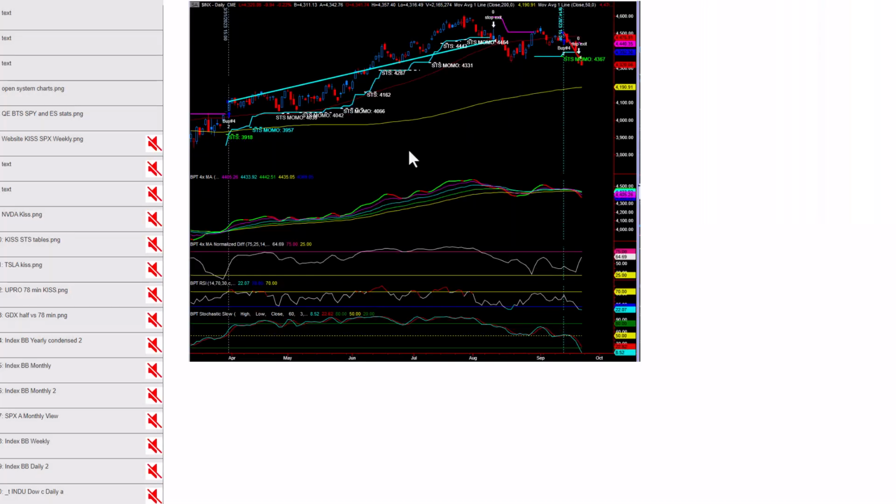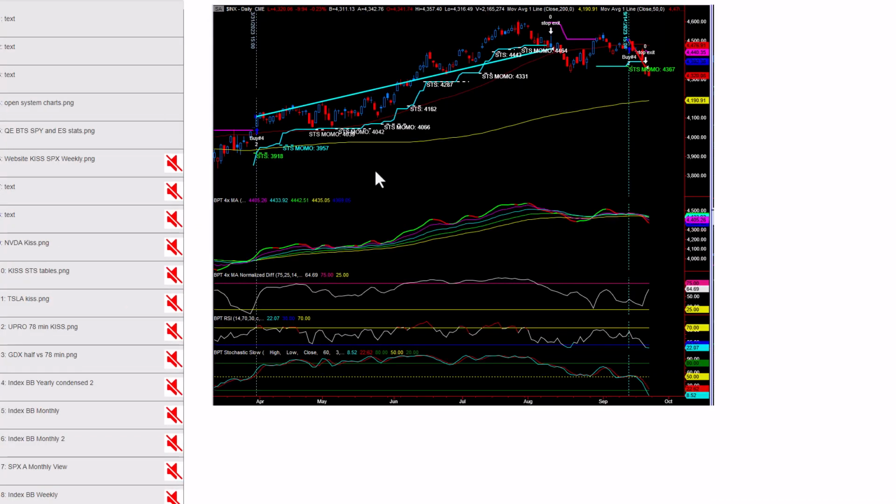Image number 7. Here's the daily KISS trend system for the S&P. Again, you can see it went long in March. It exited in early August. Nice winning trade. You could see all the smart trailing stops that are generated along the way. Protect those profits. The system did go long about just over a week ago.